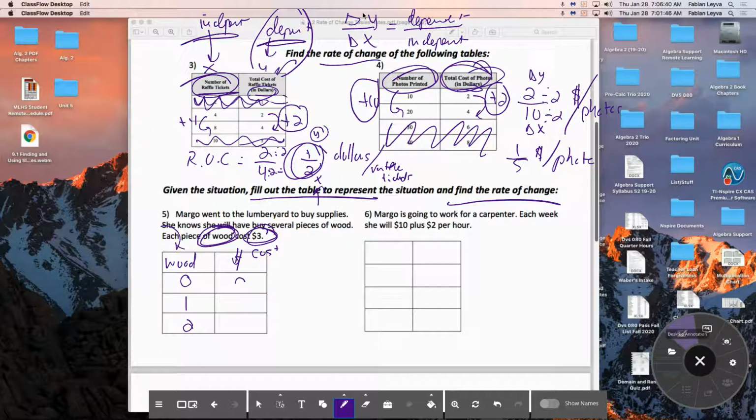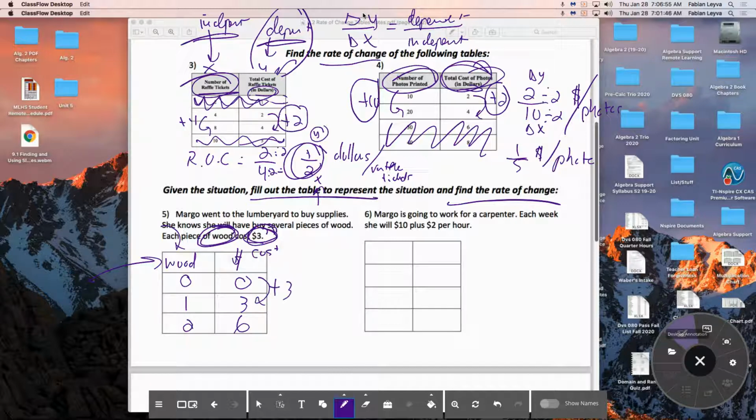just to increase the number of wood that you buy. So if you buy 0 wood, you get 0 cost. If you buy 1, you get 3. If you buy 2, you get 6 cost. So you can see that this is how you fill in your table. The hardest part is figuring out what your x and your y value, aka your independent and dependent. Now let's figure out the rate of change.